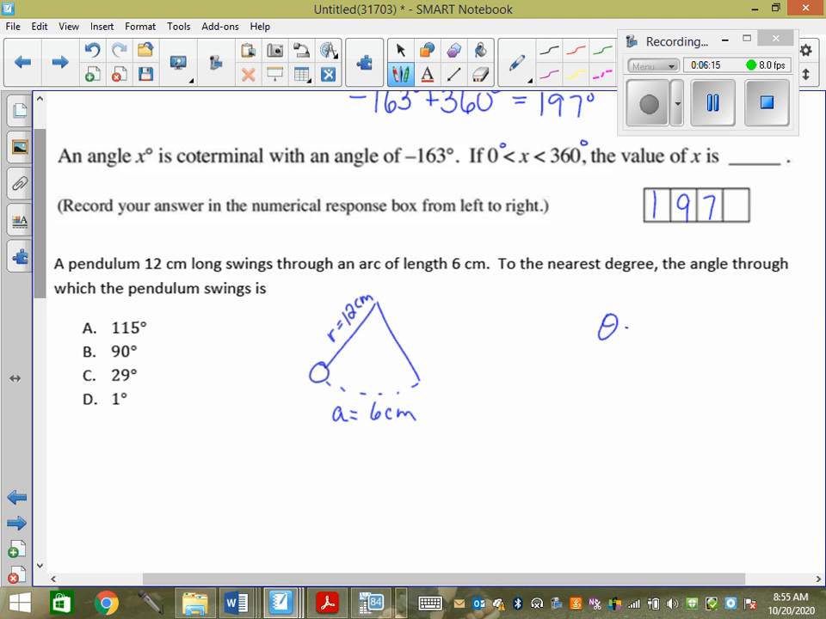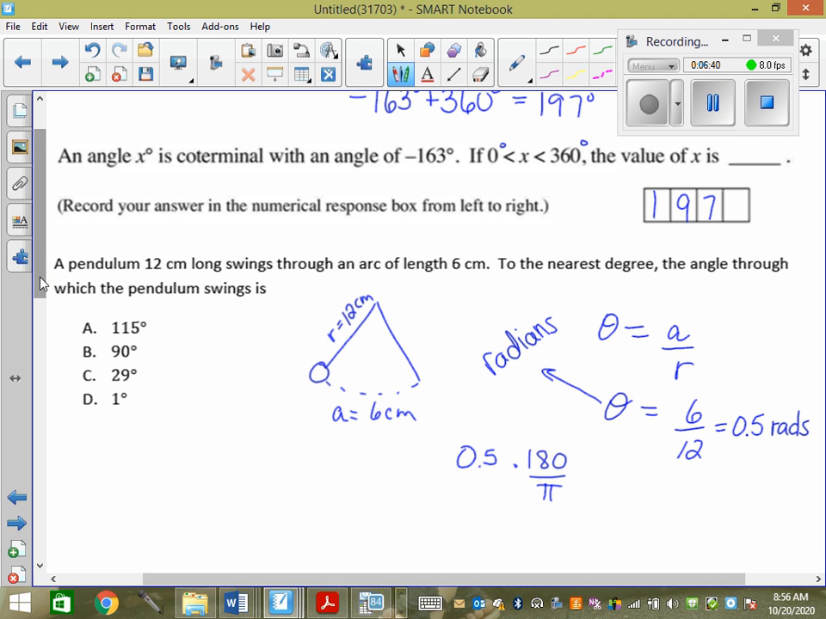So theta equals A over R. So we're going to get theta equals A over R, which is 0.5 rads. Now radians to degrees, RD-POB, right? Radians to degrees, pi on bottom. Because remember, this formula is always in radians, never in degrees. So pi on bottom, so we go 180 divided by pi. So it's going to be 90 divided by pi, which is how many? Is it 29? I don't know.